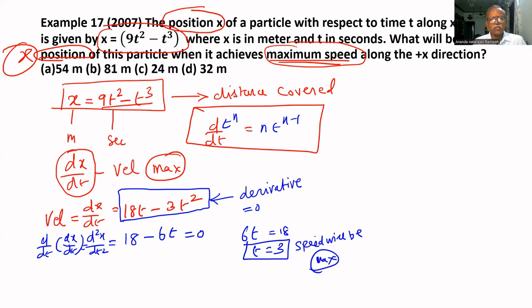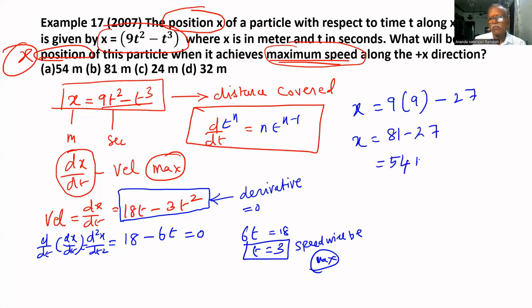So we have to substitute this 3 in x. X equals 9t square minus t cube. With t equal to 3, it is 9 times 9, because 3 square, minus t cube, 27. 81 minus 27 is 54 meter. The displacement is 54 meter. That is, A is the answer.